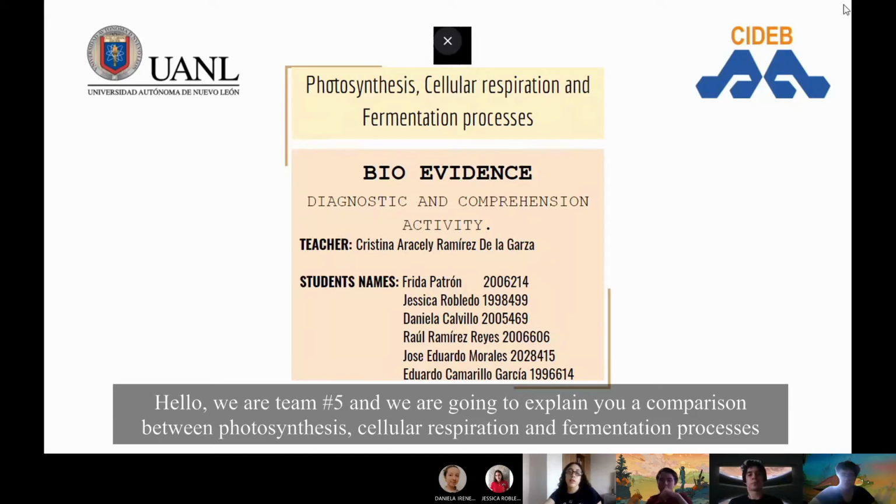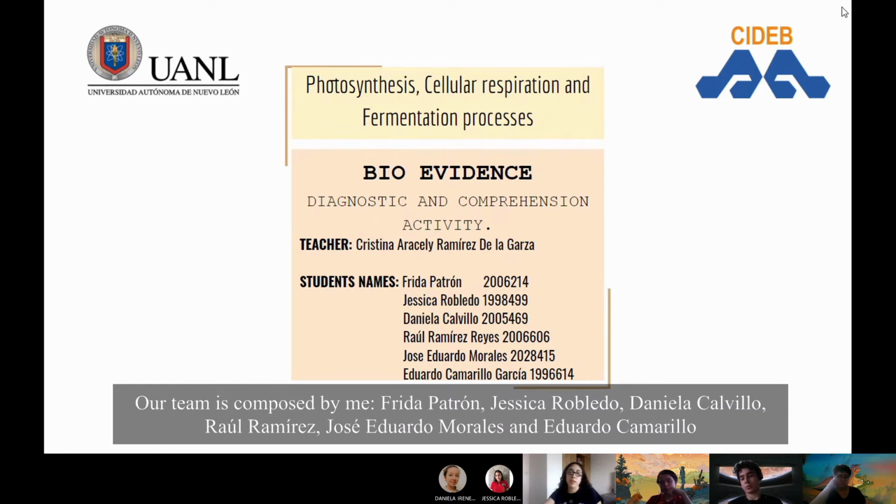Hello, we're team number 5 and we are going to explain to you a comparison between photosynthesis, cellular respiration, and fermentation processes. Our team is composed of me, Frida Patron, Jessica Robledo, Daniela Calvillo, Raúl Ramírez, José Eduardo Morales, and Eduardo Camarillo.